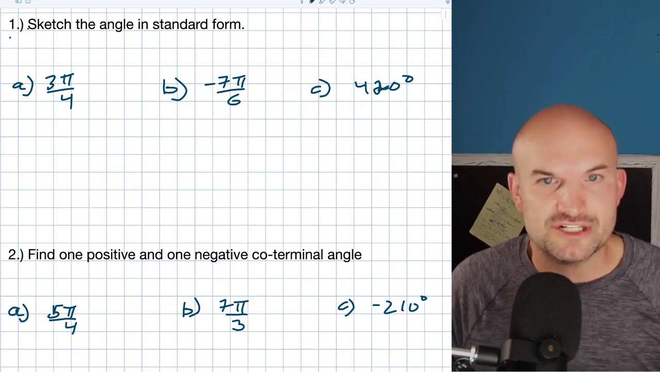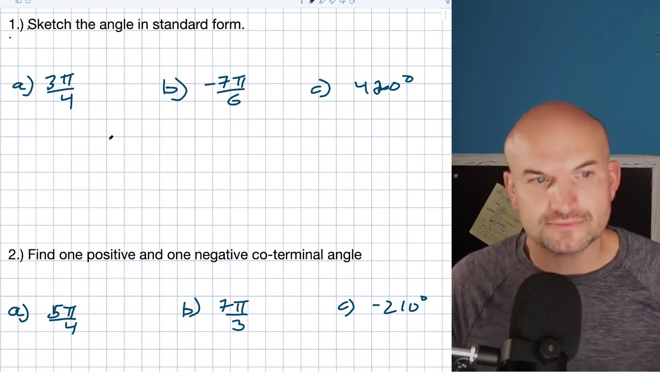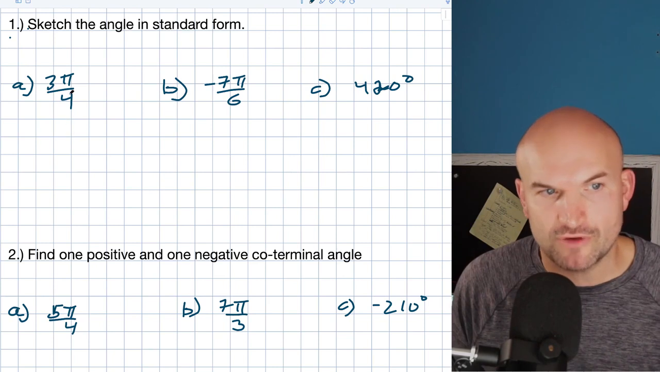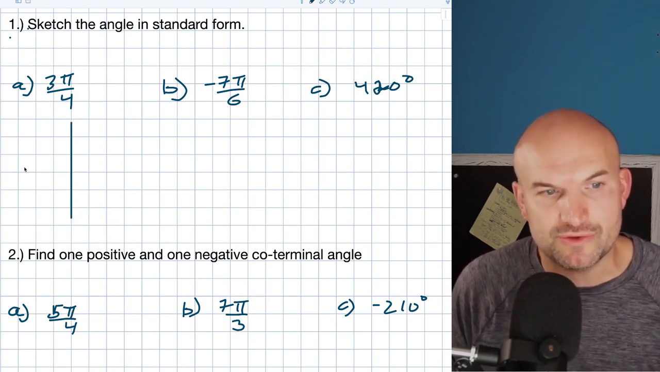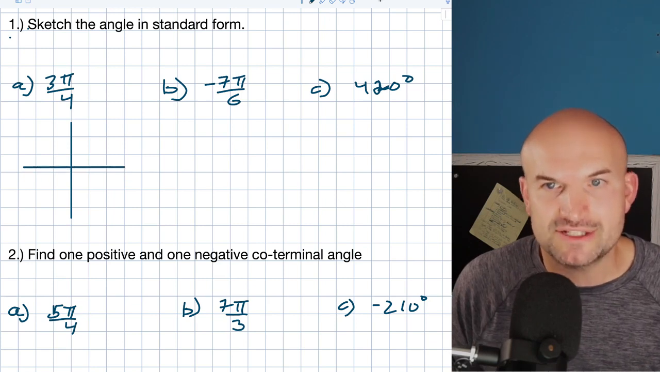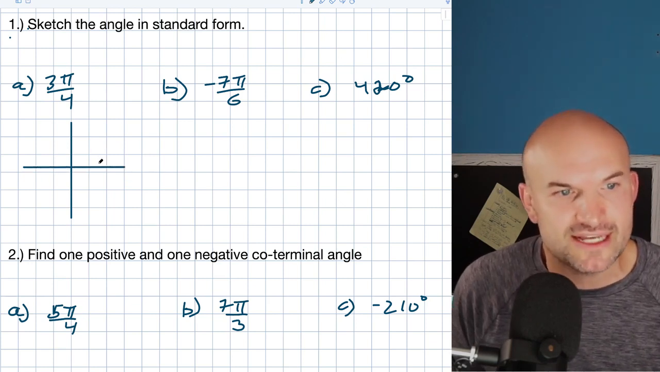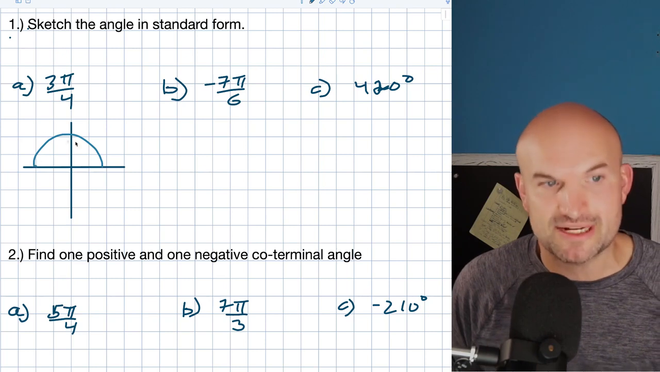So the first one is going to be sketching an angle in standard form. When we want to sketch an angle in standard form, you can see in this case we have a radian. Now there's a couple different ways we can think about doing radians. The way that I always like to think about it or explain it with my students is just remember that we can use this kind of semicircle.